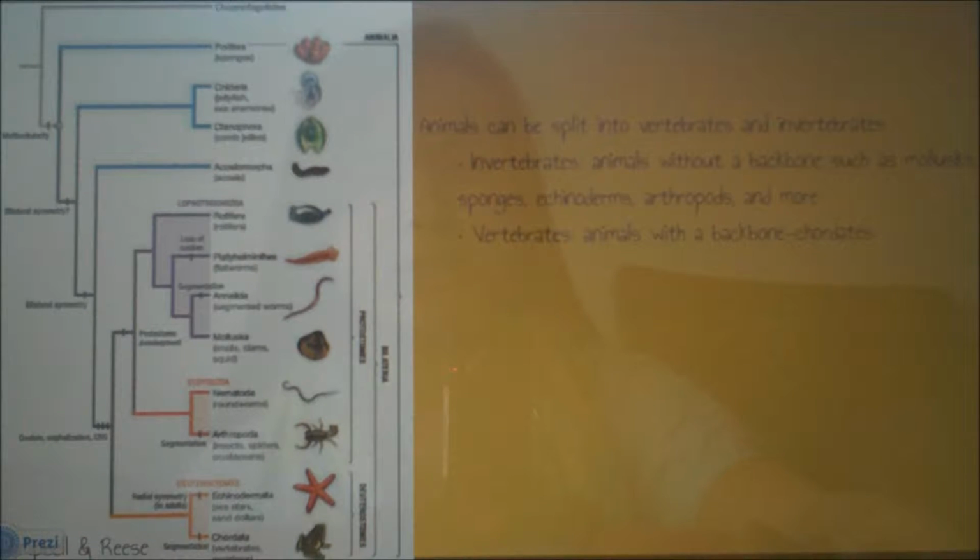Animals can be split into two main groups, vertebrates and invertebrates. Invertebrates are animals without a backbone, such as mollusks, sponges, echinoderms, arthropods, and more. Vertebrates are animals with a backbone and are represented by chordates.